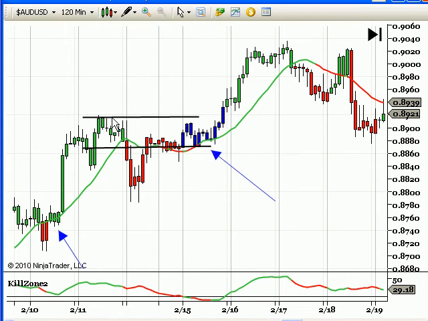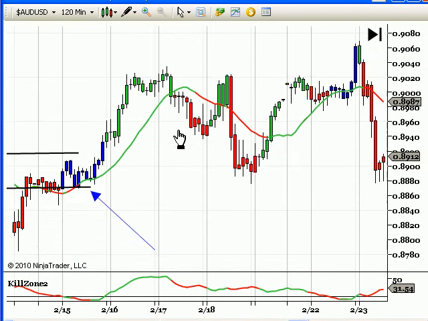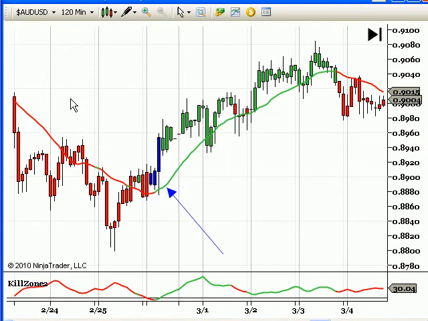Okay, instead of trying to predict it by just some other random method, we're going to wait for it to actually break to get in. Okay, we'll keep going on the chart. Also blue bars here, indicator low.